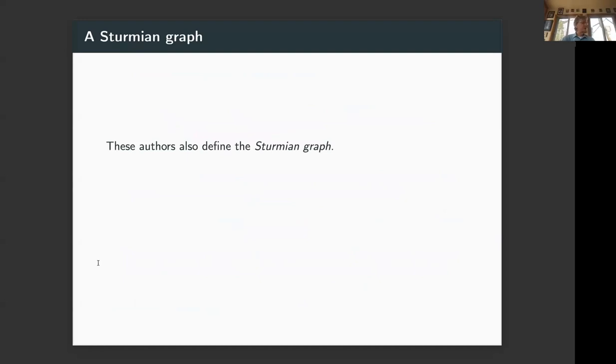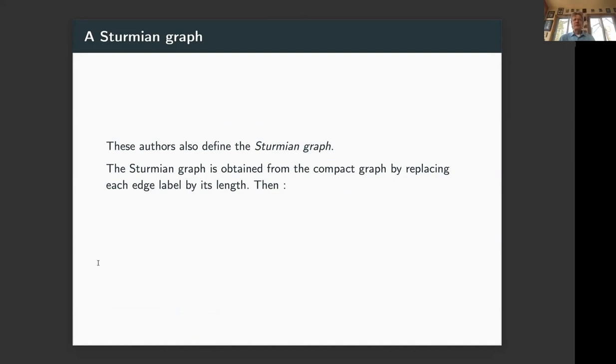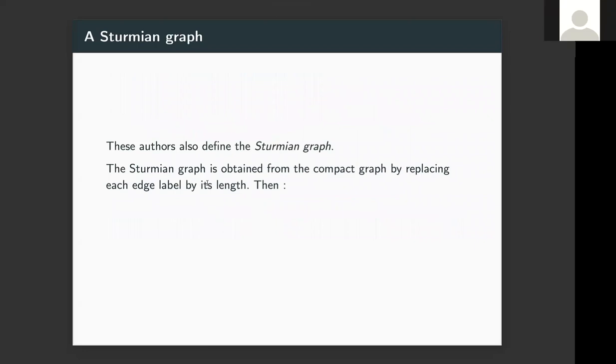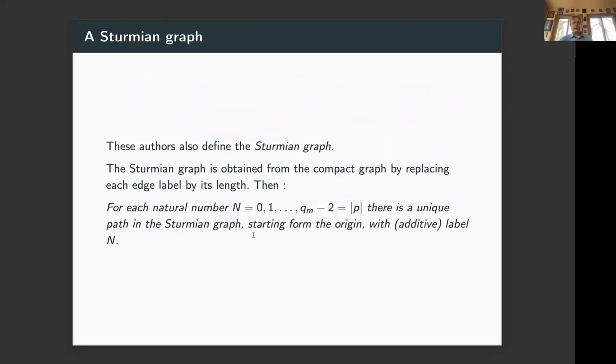These authors, whom I just mentioned, also defined the Sturmian graph, and you obtain the Sturmian graph from the compact graph by replacing each edge by its length. So, for instance, you replace each L_i here by the length of L_i. Then one has the following property: for each natural number from zero to the length of P, there is a unique path in the Sturmian graph starting from the origin, and whose label, in the additive sense, is N.